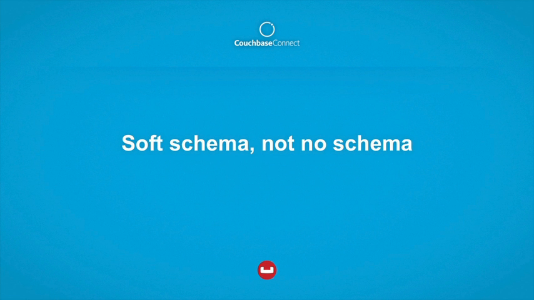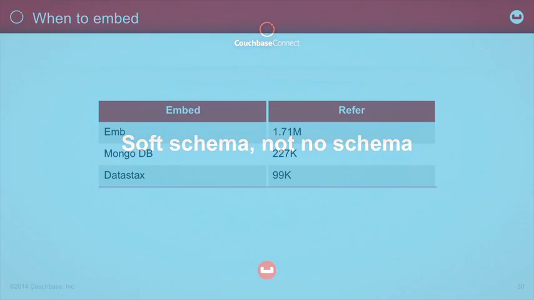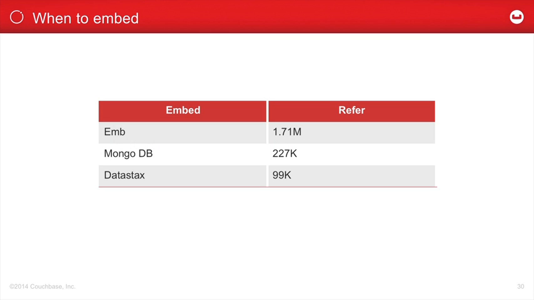Okay, so the last thing is soft schema, not no schema. So along with denormalization, another totem of the NoSQL movement is the idea that it's schema-free. Well, yeah, kinda, but really, whenever you're writing an application, you have some kind of schema for your data, unless you're taking in completely raw data from somewhere.